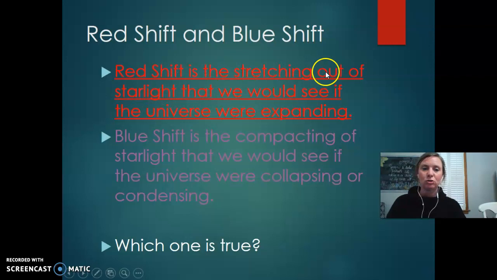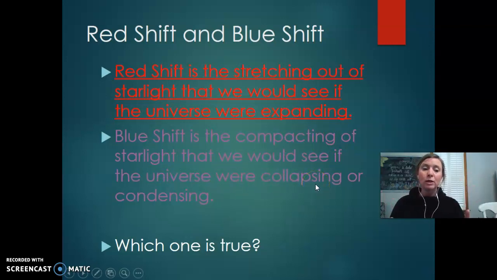So the redshift is a stretching out of starlight that we would see if the universe was expanding, meaning that when we look at things in space, if things are moving away from us on Earth, we normally see that long wavelength, low frequency. So we tend to see things trending to the right side of the spectrum, to the red, the orange, to the yellow side of the spectrum.